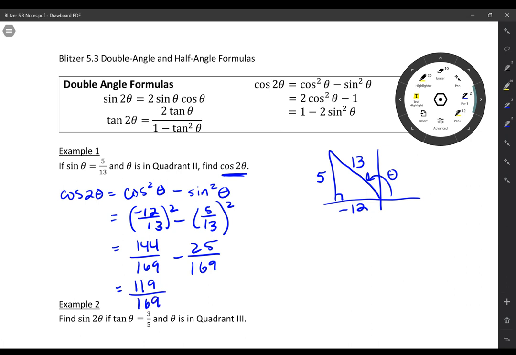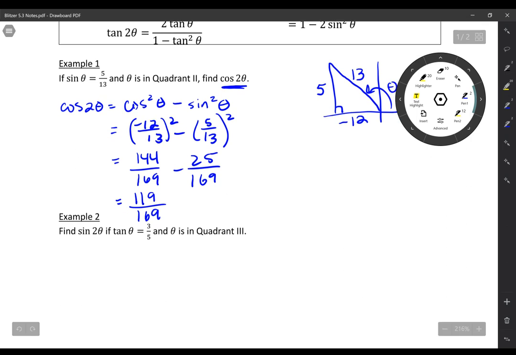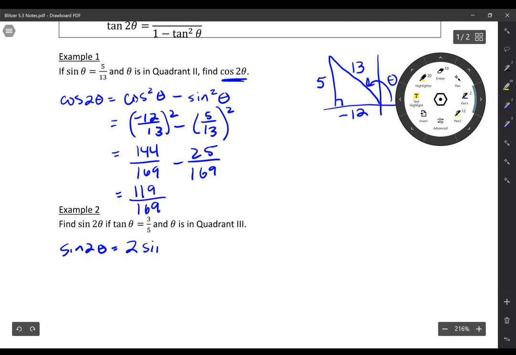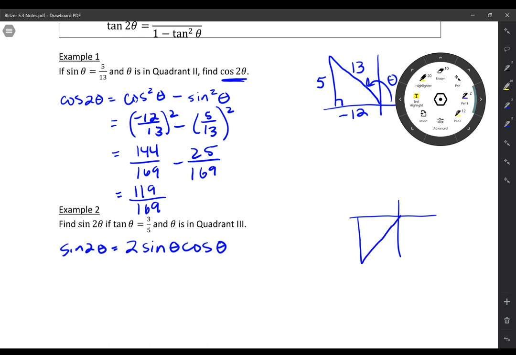So the second one, they're also telling us find sine 2 theta. So we know that sine 2 theta equals, and you can see it right up here at the top, 2 sine theta cosine theta. So this time we're going to have to find the sine and the cosine again. And we're in quadrant 3. So my tangent is 3/5. That means my y is 3 and my x is 5. And they'd both be negative, but negative over negative is positive. That's how it can still work in quadrant 3.